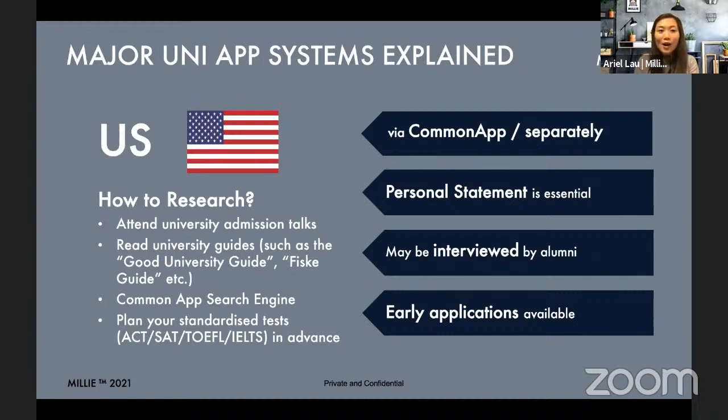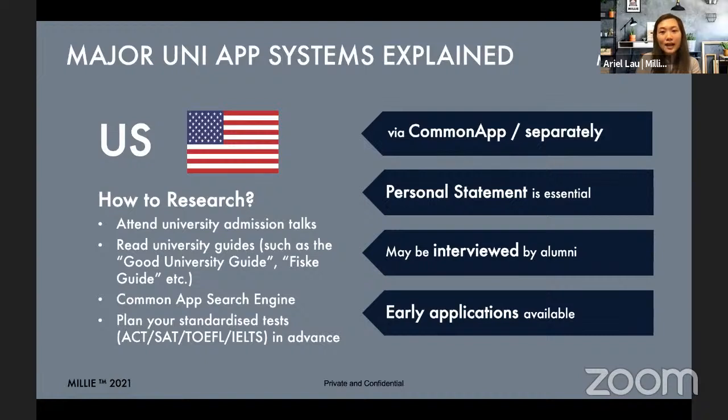So here is the US system. Now that we've gone through the easy breezy system, let's go to the really complicated one. So first of all, you may ask, is there any platform in the US, like the UK, where you can apply centrally? Well, the answer is yes and no.